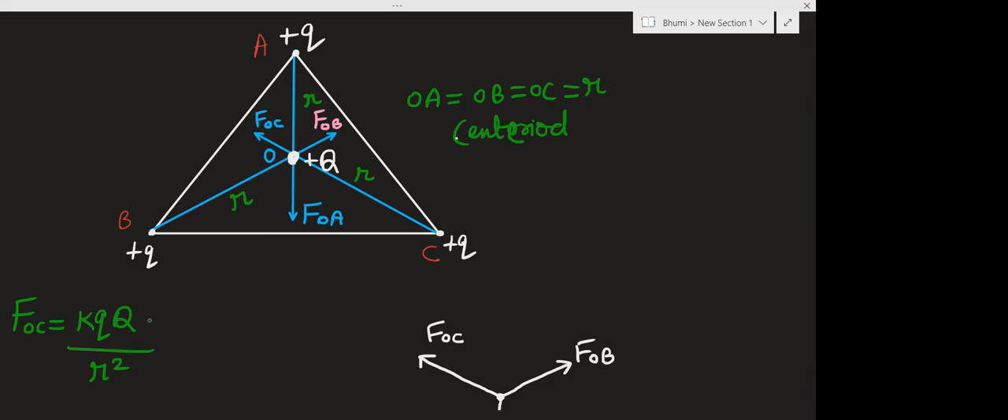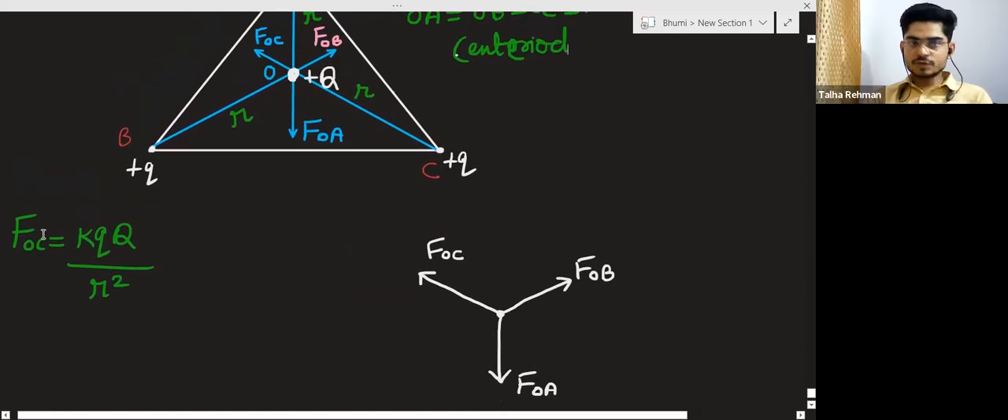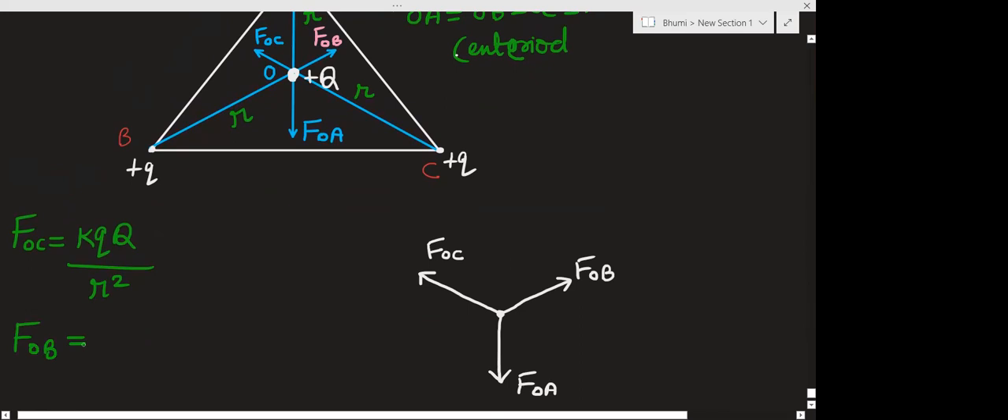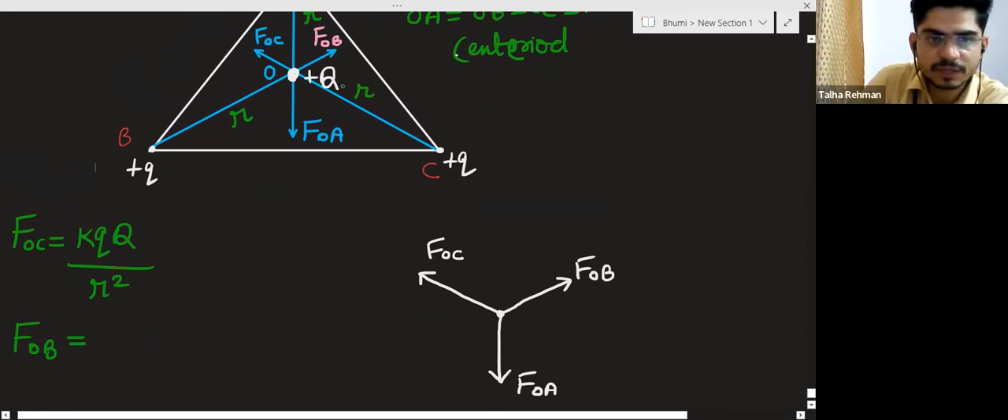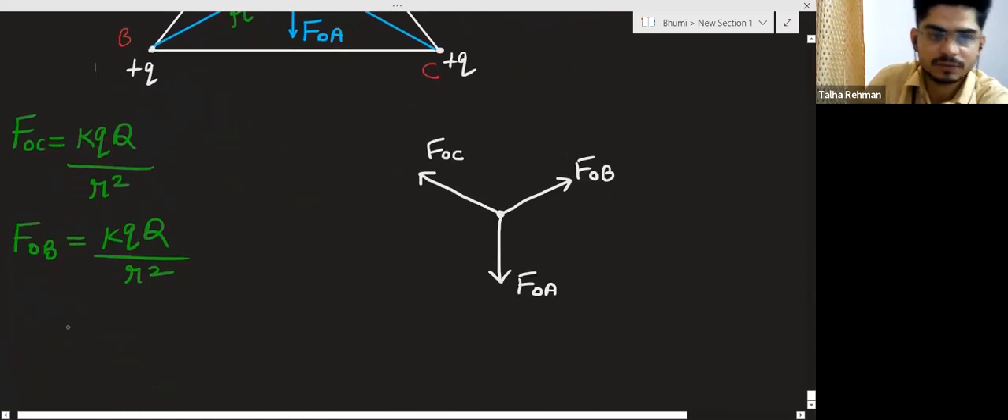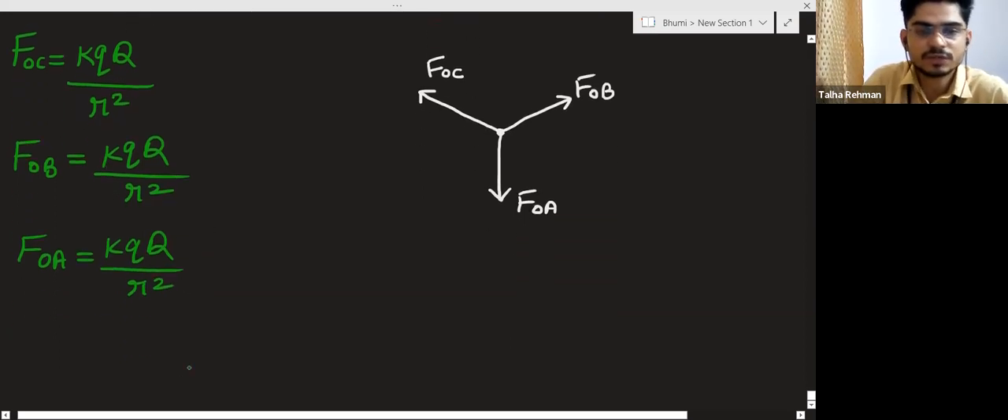Okay, fine. So FOC we have calculated as KQQ divided by R square. Similarly, I will calculate FOB, the force between this and this, which will also be KQQ divided by R square. And when you calculate FOA, this will again become KQQ divided by R square. Now see here, these all three forces are equal.